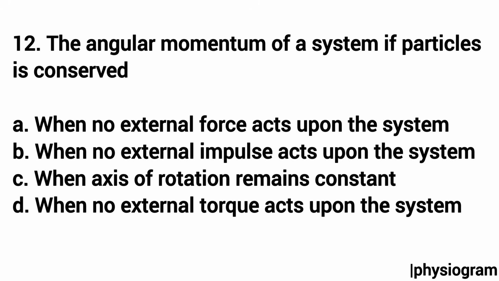two external forces act upon the system, B, when no external impulse acts upon the system, C, when the axis of rotation remains the same, and D, when no external torque acts upon the system. So angular momentum of a system is conserved if and only if the net external torque acting on the system is 0. External forces alone don't guarantee conservation unless their torques sum to 0.